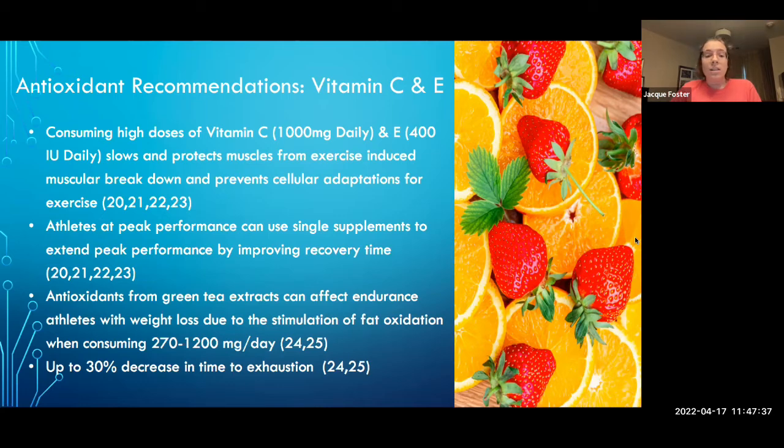Other antioxidants, for instance, from green tea extracts, can also affect endurance athletes. So there is a chance that weight loss can happen due to the stimulation of fat oxidation when you consume about 270 to 1,200 milligrams a day. And one of the benefits of taking these supplements is that it can cause up to a 30% decrease in time to exhaustion. So you can work out a little bit harder, a little bit longer.